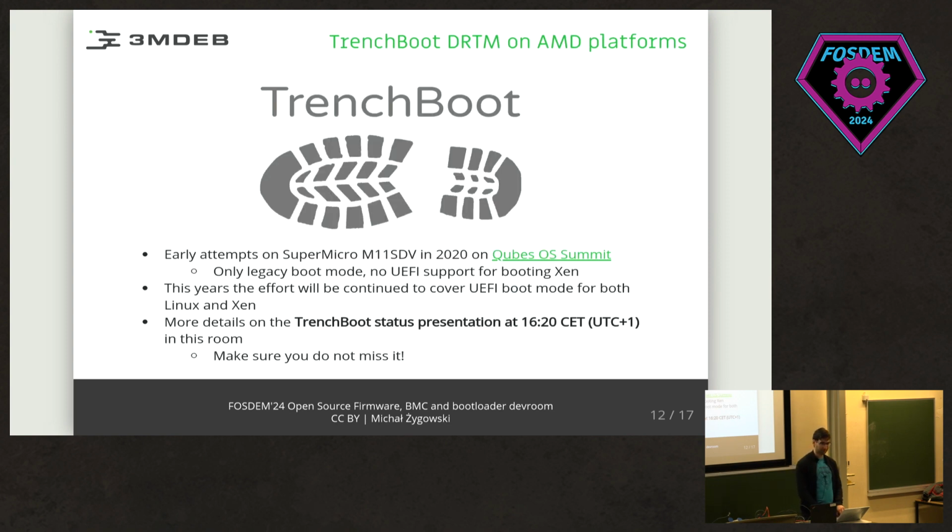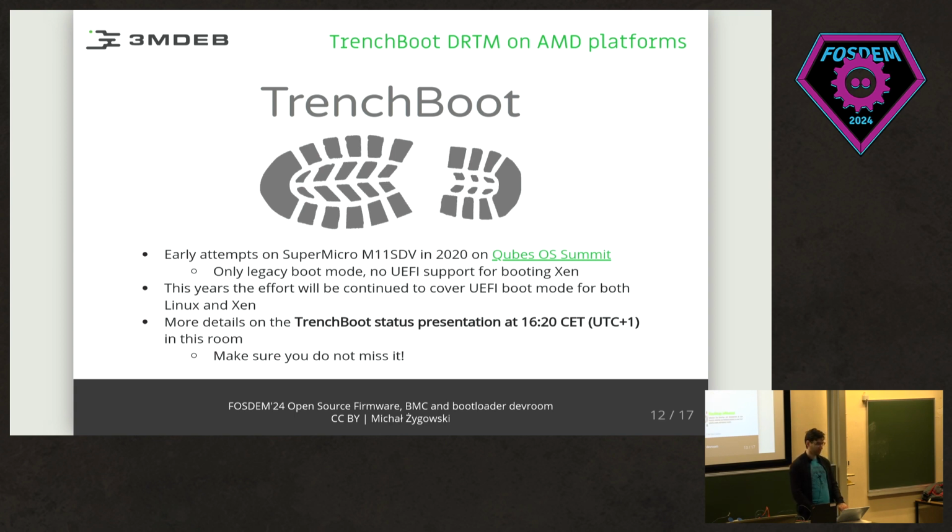TrenchBoot. We also have a dedicated talk for that, so I will only briefly mention it. We are expanding the possibilities of launching operating systems with dynamic root of trust for measurement for AMD platforms. We'll cover the UEFI boot mode and booting Xen with possibly Qubes OS using Anti Evil Maid. So I encourage you to come to Maciej's talk, which will be at 4:20 p.m. in this room. You will get more details about this initiative.